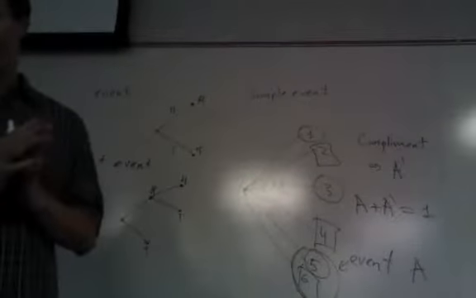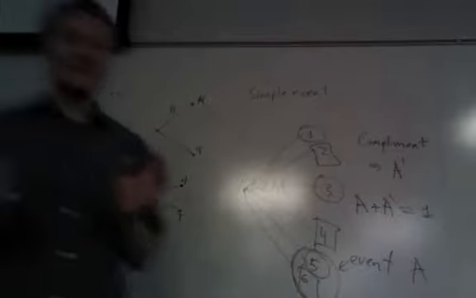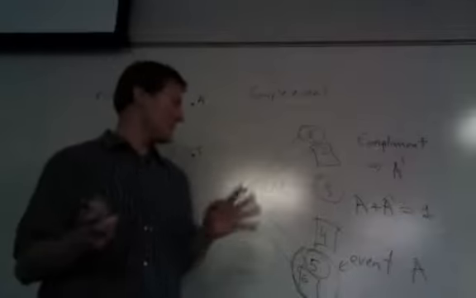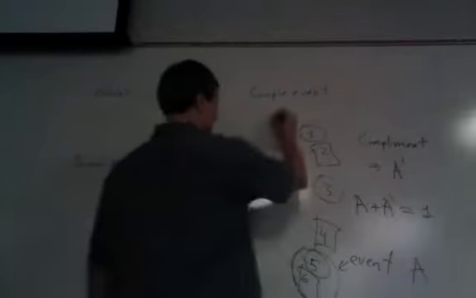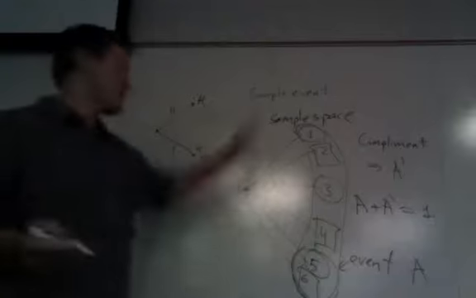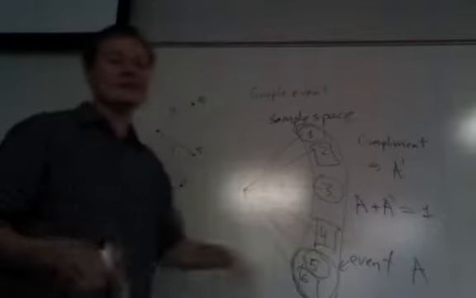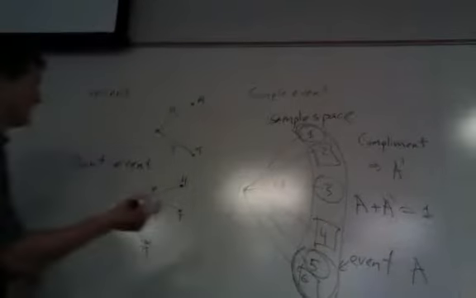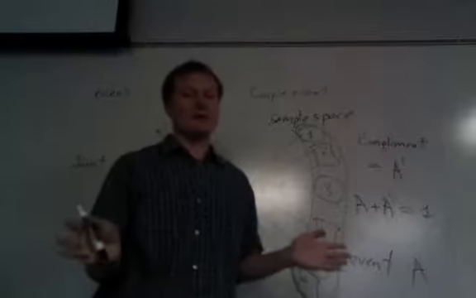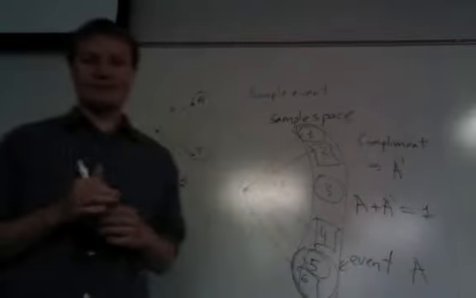Now the last definition I want to talk about is sample space. A sample space is all possible events. This is our sample space. If we're rolling a die, this is 1, 2, 3, 4, 5, and 6. That's our sample space. If we're tossing a coin, then heads or tails, that's our sample space. This is all possible outcomes. So this is the sample space.